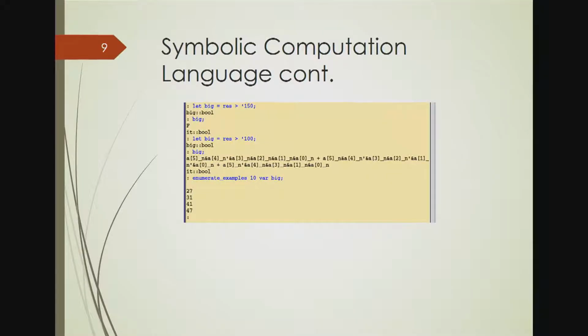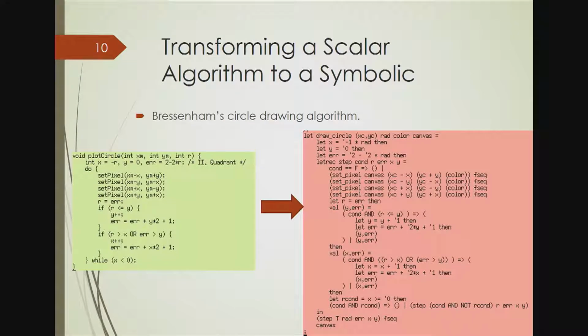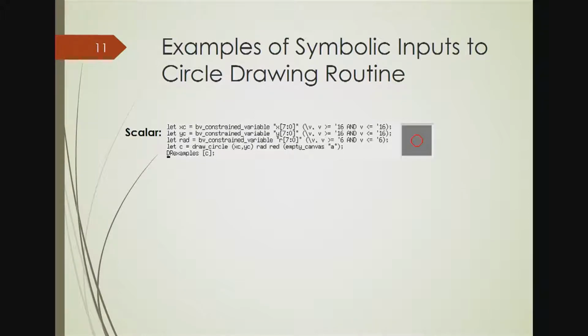How does this relate to autonomous vehicles and things like that? Well, take a more interesting example. Let's do a scalar algorithm to symbolic. Bresenham's circle drawing algorithm is an example. Here's the imperative version, and here's the functional version, effectively a transliteration. But of course, now we're using it with symbolic variables as well. Scalar, as before, you get a circle. Circle in the center at 16, 16.